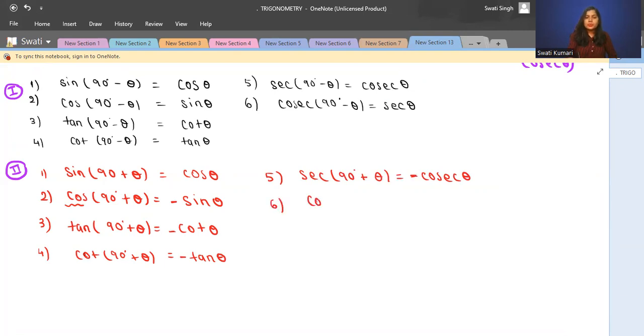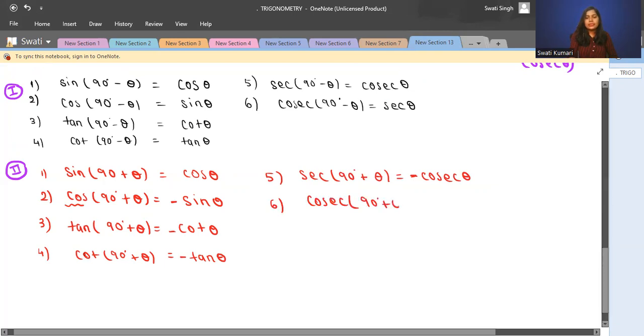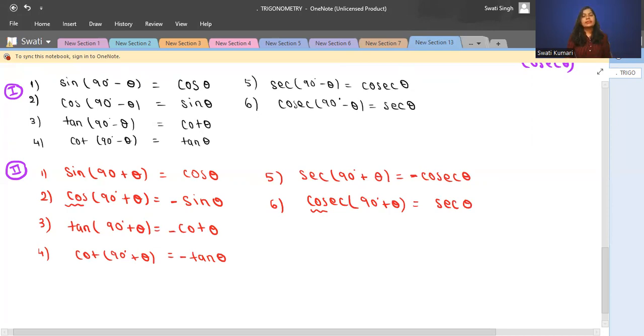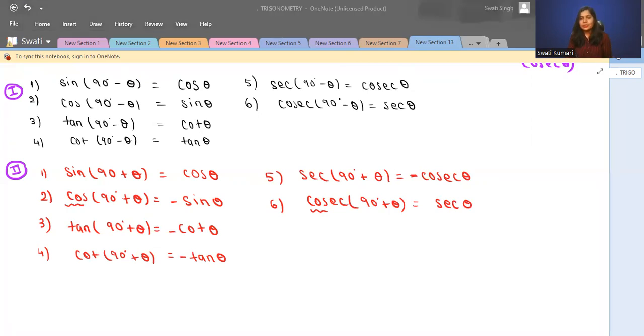And now the last one is, what is cosec of 90 degree plus theta? So cosec will become sec, and you know that in the second quadrant only sine and cosec are positive. In the second quadrant, cosec is positive. That is why this is going to be just sec theta. All right. So we have covered 90 degree minus theta and 90 degree plus theta.